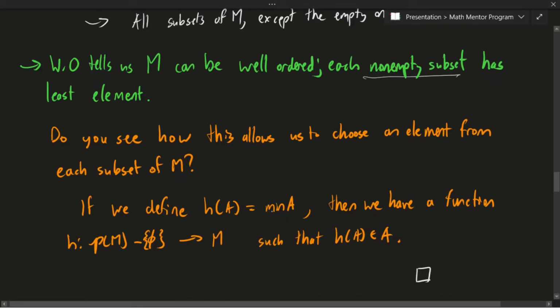Remember, well ordering tells us that every non-empty subset has a least element. So for every non-empty subset, let's just pick that least element. Well ordering tells me it exists. I don't have to actually say what it is, but it does exist. I've denoted it as min A here for any particular subset of M. And remember, a subset of M is just an element of the power set. Of course, we're ignoring the empty set here. So this gives us the choice function from P(M) minus the empty set to M, and it satisfies the property that h(A) is an element of A.